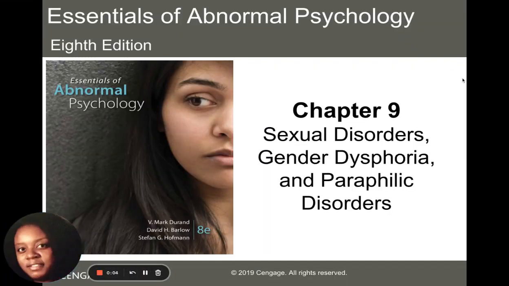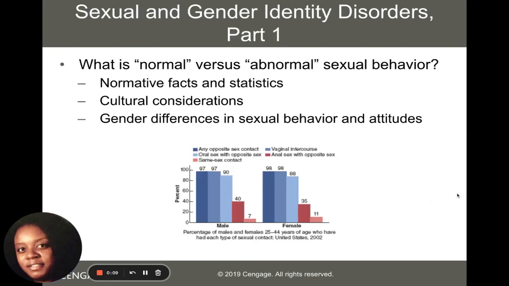Chapter 9 is sexual disorders, gender dysphoria, and paraphilic disorders. So, when it comes to sexual and gender identity disorders, we first need to think about what the difference is between what's considered normal versus abnormal sexual behavior. So, we're going to speak in terms of facts and statistics, also cultural considerations, and gender differences in sexual behaviors and attitudes that have persisted throughout our society.